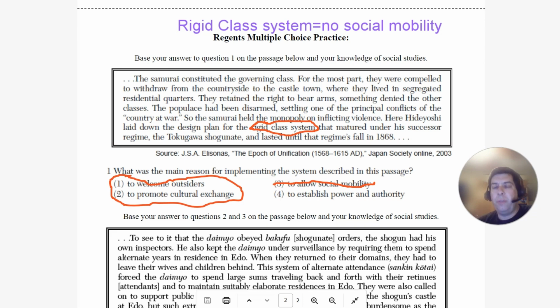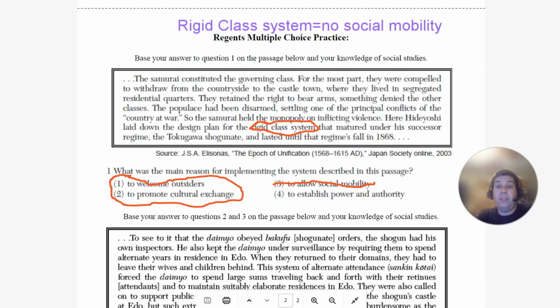So if you're stuck and you can't figure out the answer, it's probably not going to be either of those because they're too similar. If you are welcoming outsiders, you're probably promoting cultural exchanges. That always happens anytime two cultures come in contact with each other. So they can't both be right, so the odds are neither of them is right. So now I've just used test taking tips and the text to leave me with one choice.